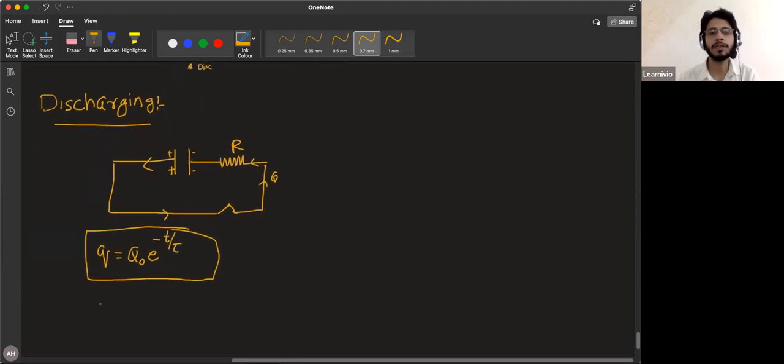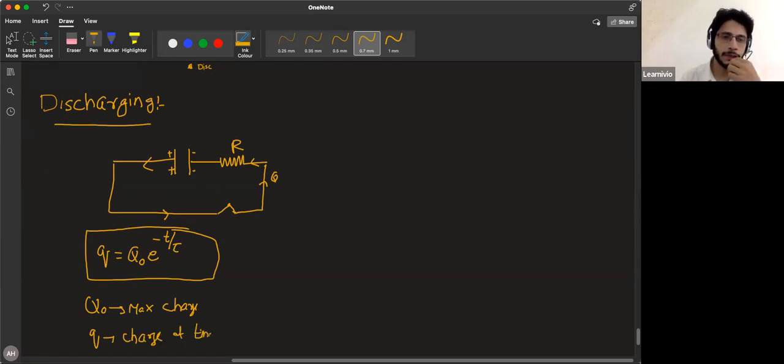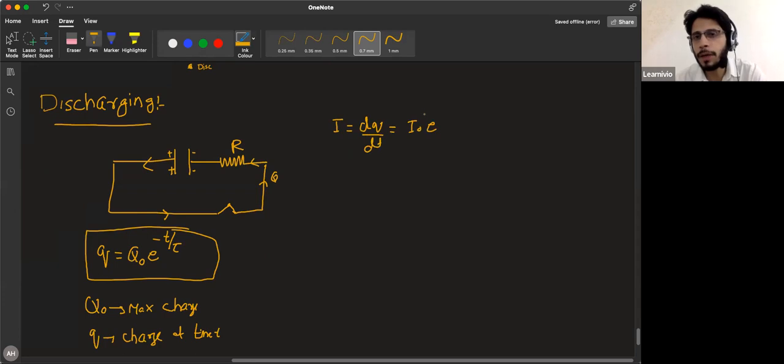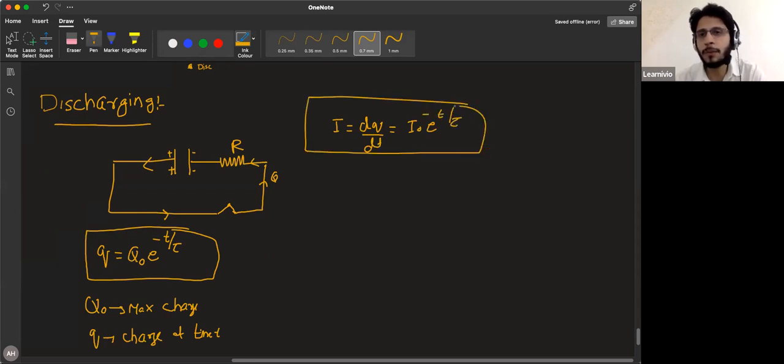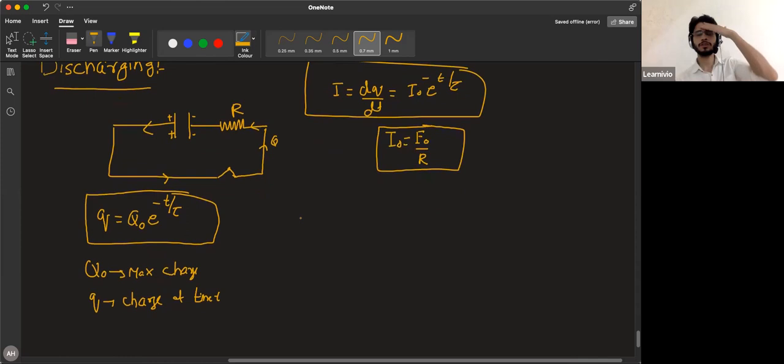Here Q naught is the maximum charge. Q is the charge at some time t. If you want to calculate the equation of current, current is dq by dt. When you differentiate it, you get I is equal to I naught e to the power minus t by tau. So the equation of current is the same whether the capacitor charges or discharges. I naught is the maximum current. You can write this as E naught by R. That's the maximum current. So this is the equation of discharging. This is how the capacitor discharges.